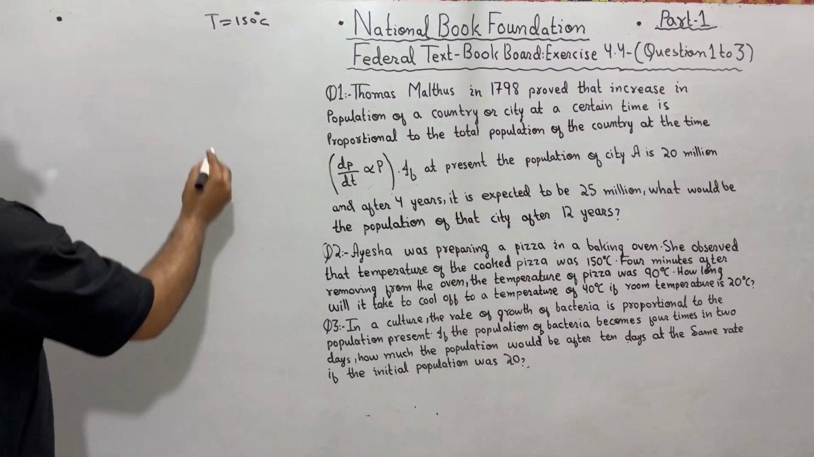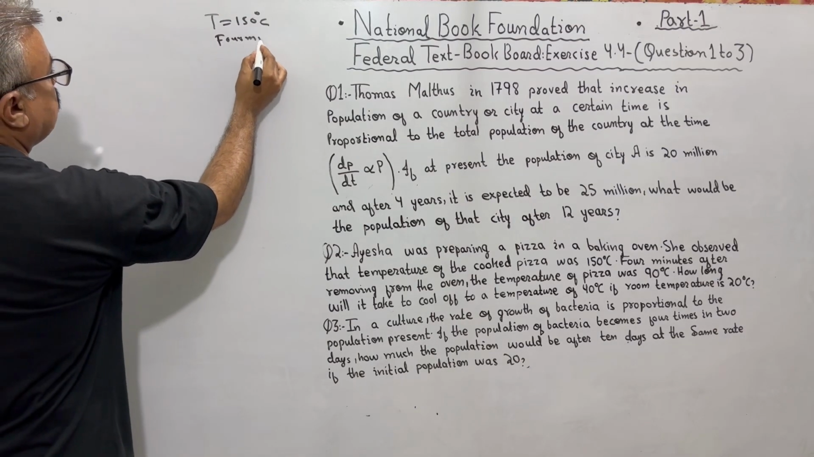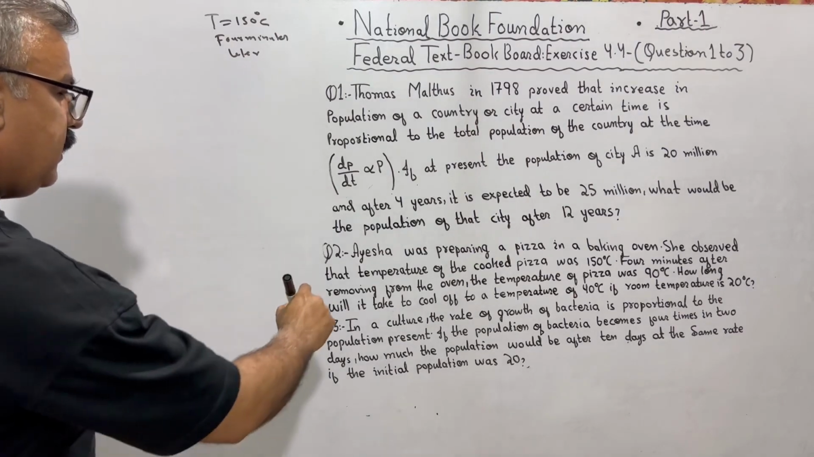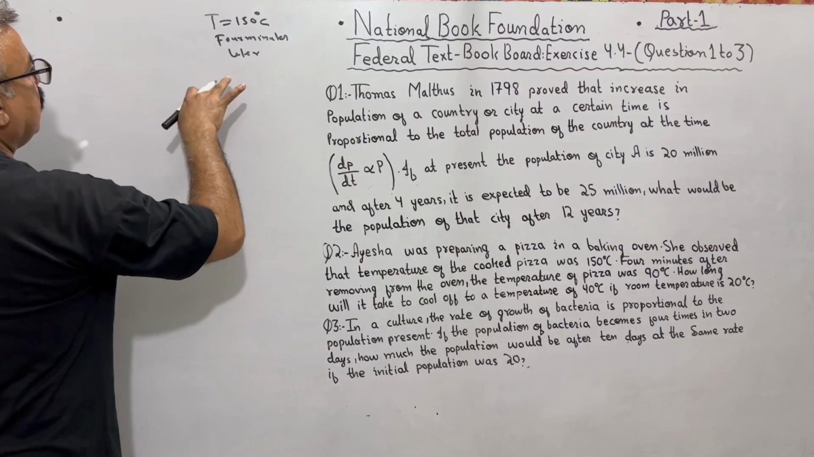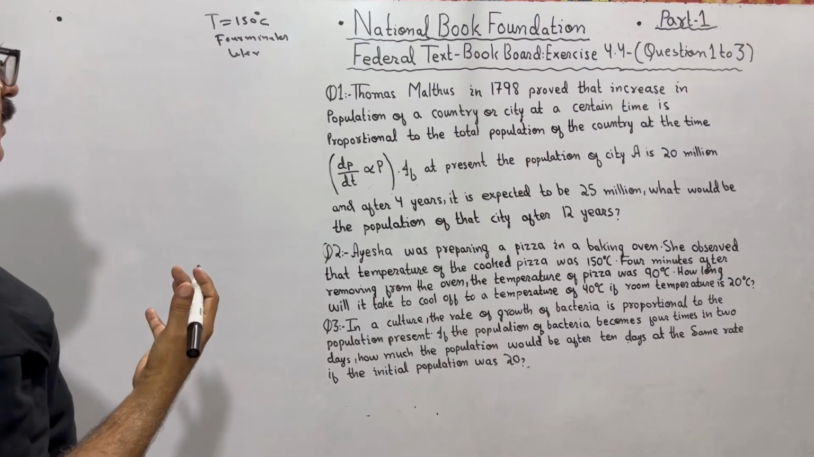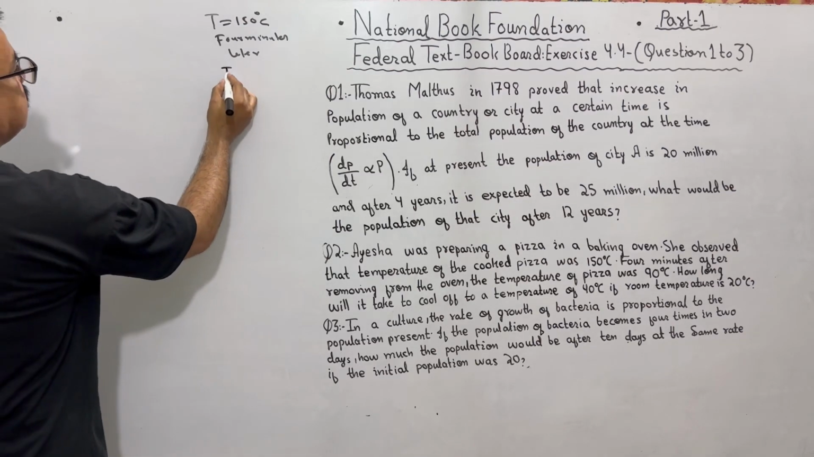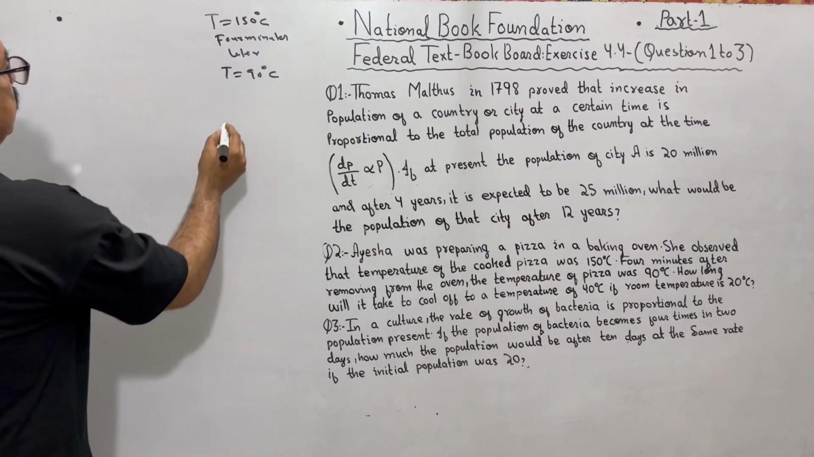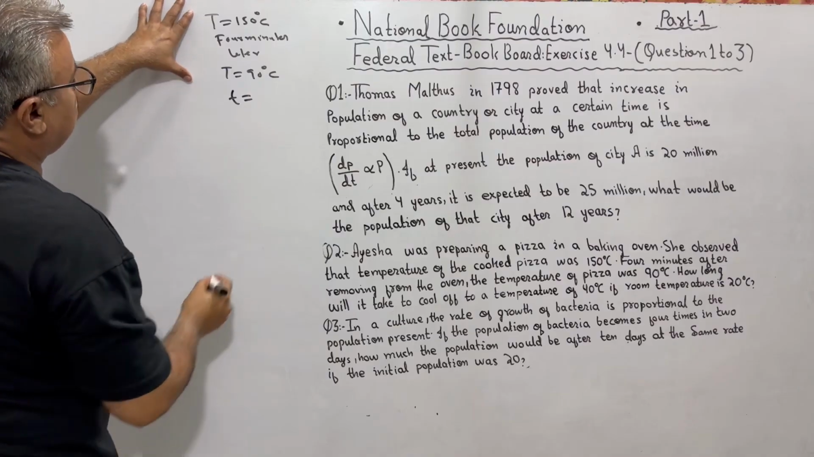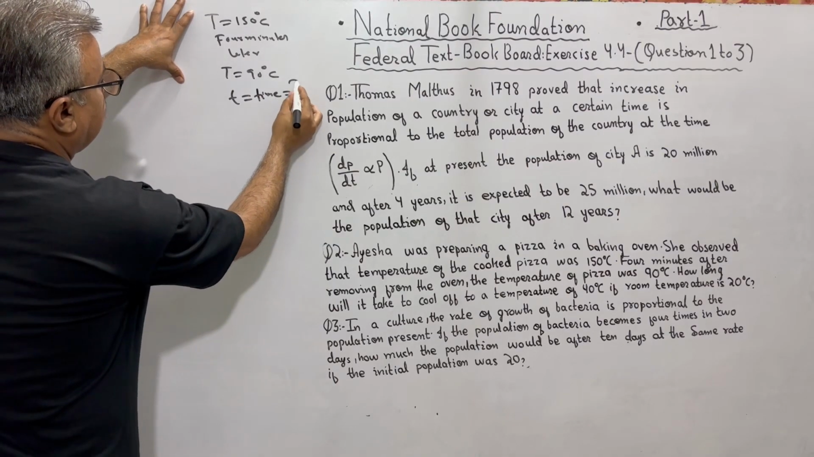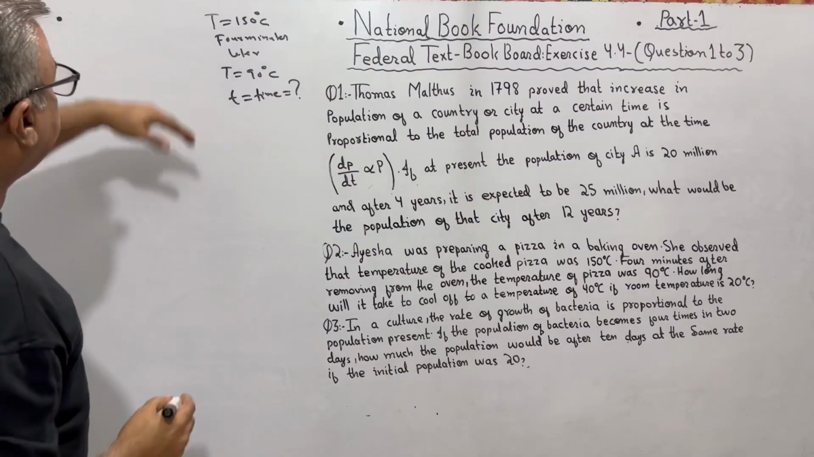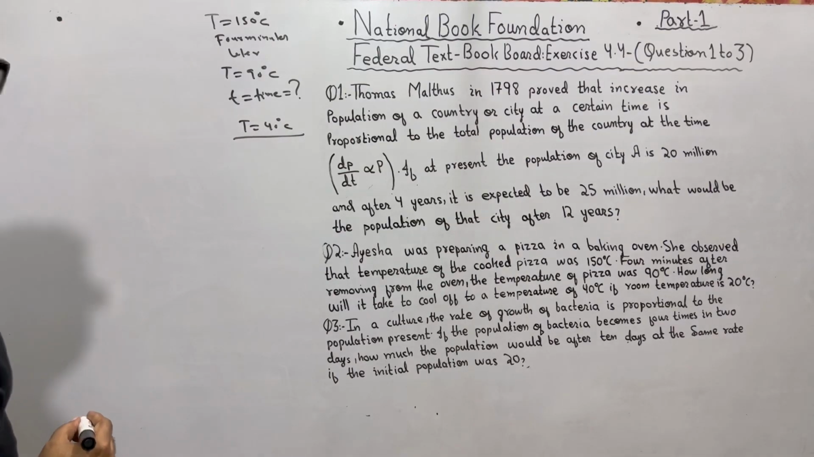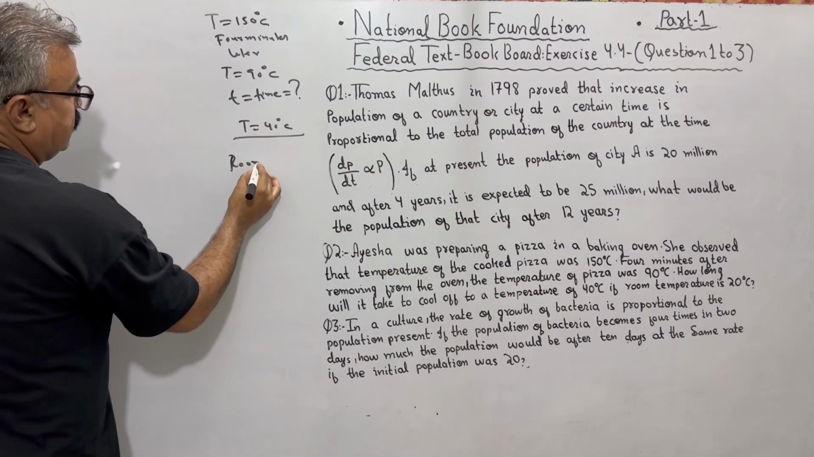Four minutes later, she observed that 4 minutes after removing the pizza from the oven, the temperature of the pizza was 90 degrees Celsius. Then we are asked to find time. Capital T for temperature, small t for time. We are interested to find the time when the temperature of the pizza would become 40 degrees Celsius if the room temperature is given. The room temperature is a very vital one.